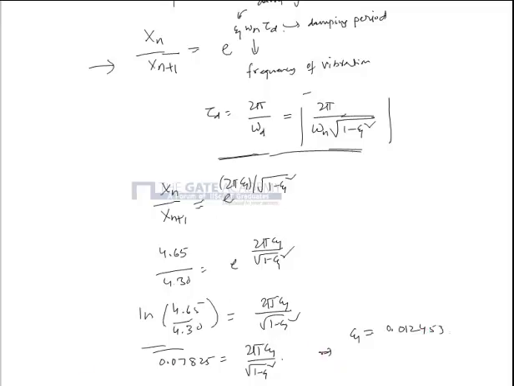Now the damping coefficient is what is asked. The damping coefficient is related to zeta by this formula: c equals 2 zeta m omega n. After substituting all these values, mass is 1.1, and omega n is 2 pi into frequency, which is 10 Hz. If I simplify, I get 1.72 Ns per meter. So the answer is B. Thank you.